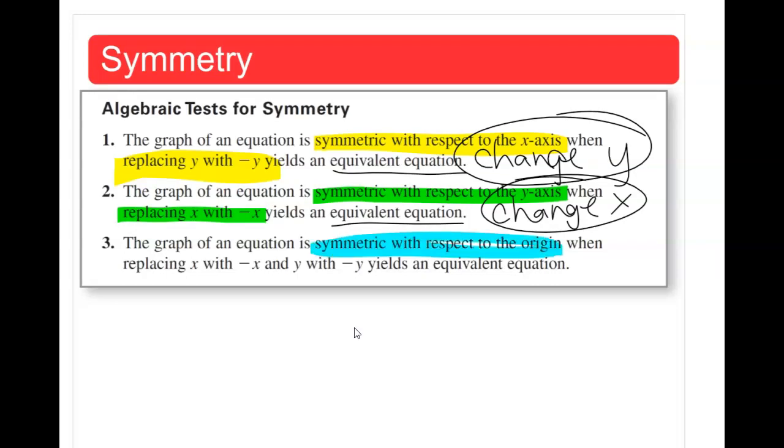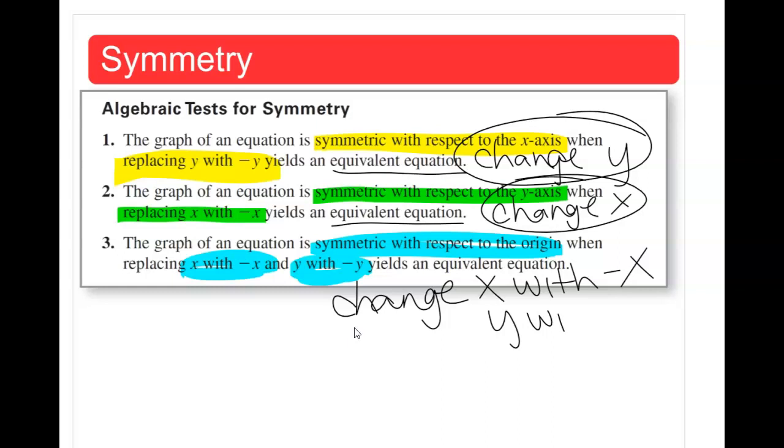And so that will be by replacing both x with negative x and y with negative y. So we change x with negative x and y with negative y. After doing those changes and simplifying the equation, if we get something that is equivalent to the original, then yes, we could say there's symmetry with respect to the origin. So those are the steps to find symmetry algebraically.